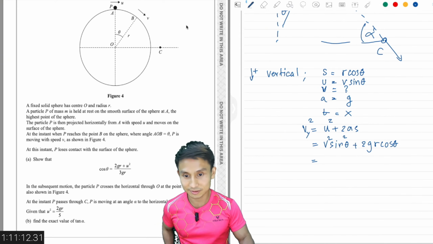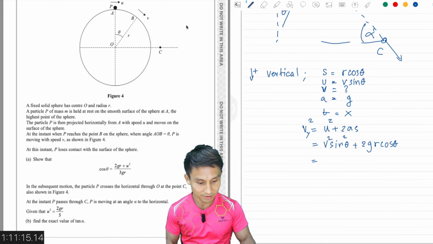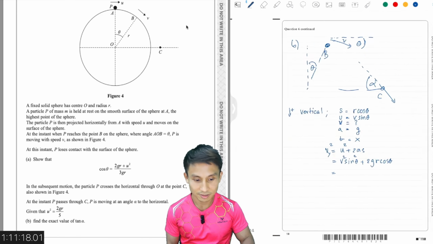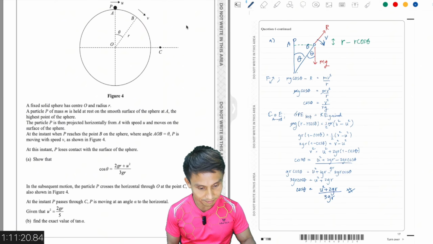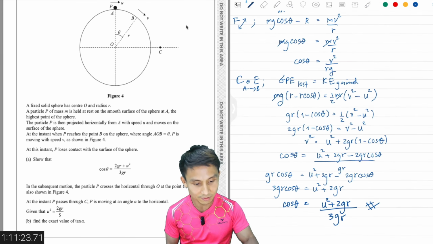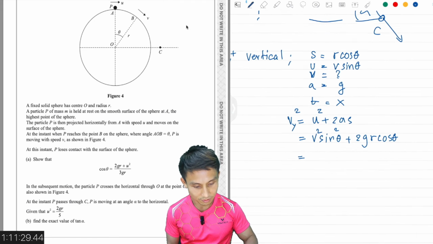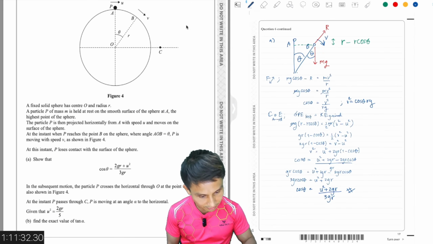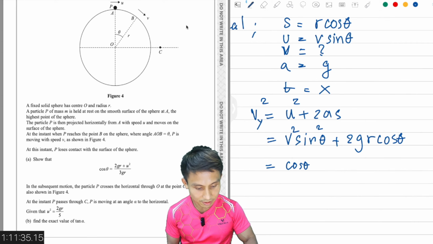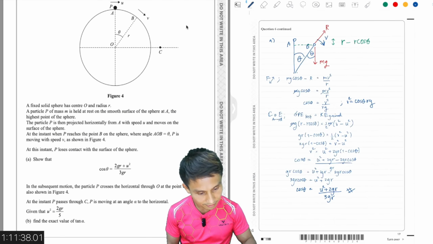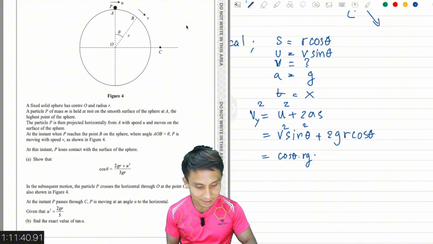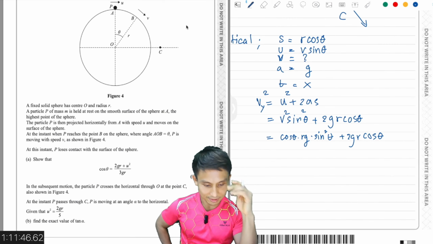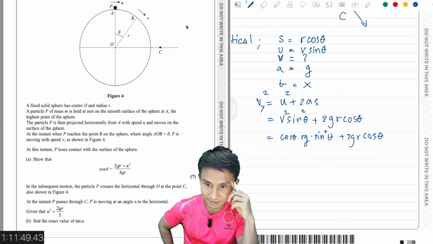Now, what is the V squared again? Hang on, V was cos theta rg. So V squared equals cos theta rg. So Vy squared is cos theta rg sine squared theta plus 2gr cos theta. That's a lot of tricky terms there. Can we simplify this? Oh, we know that cos theta is given.